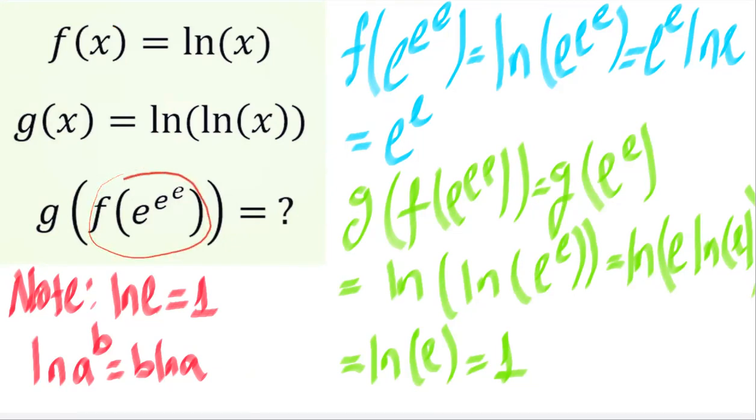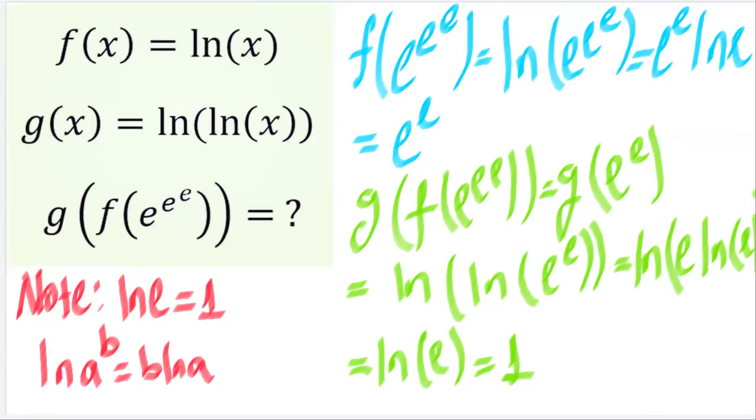Now let's first calculate what this f function at e power e is. Since the f function is ln x, we write ln e power e. According to rule number 2, if there is a power, it becomes a product. Now ln e equals 1 according to rule number 1, and the whole expression equals e power e times 1, which is e power e.